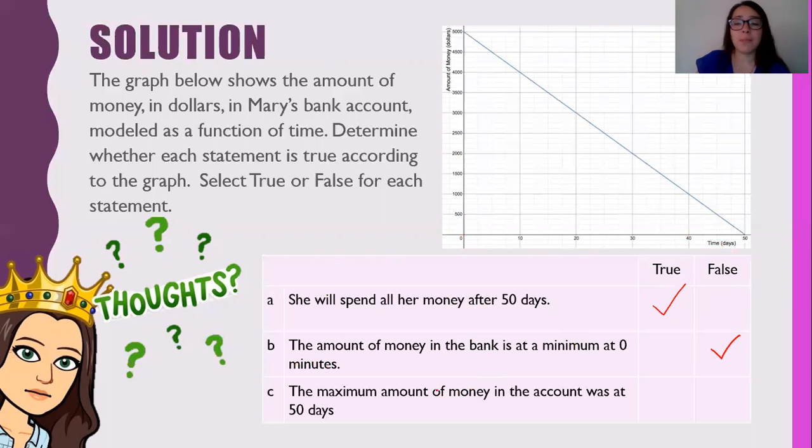And last but not least, the maximum amount of money in the account was at 50 days. So we go to 50 days. Is that the maximum amount? Meaning after 50 days, did Mary have more money? No, she had less. It's at its minimum. So this one would also be false. And that is how we answer that word problem.